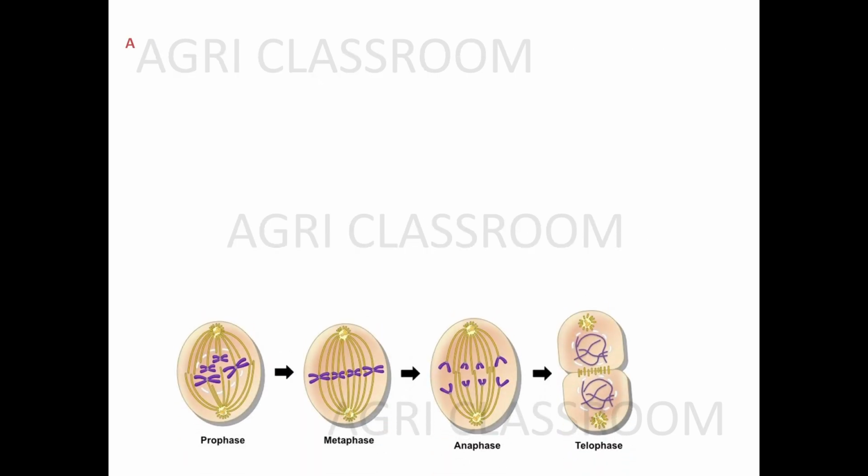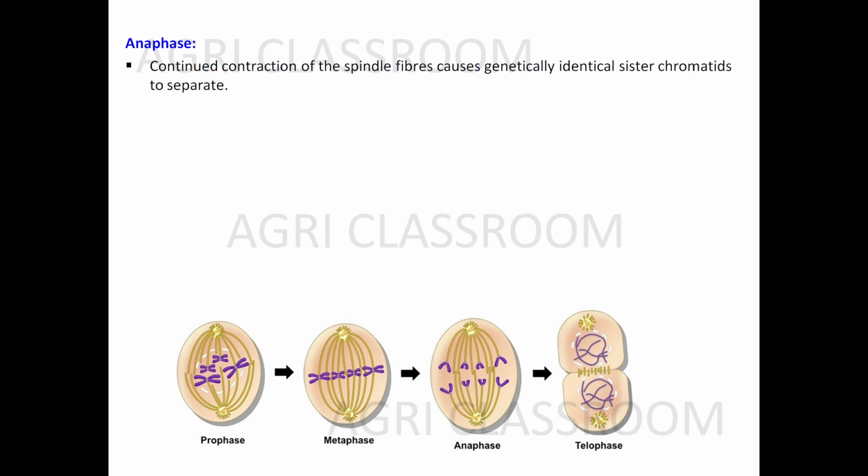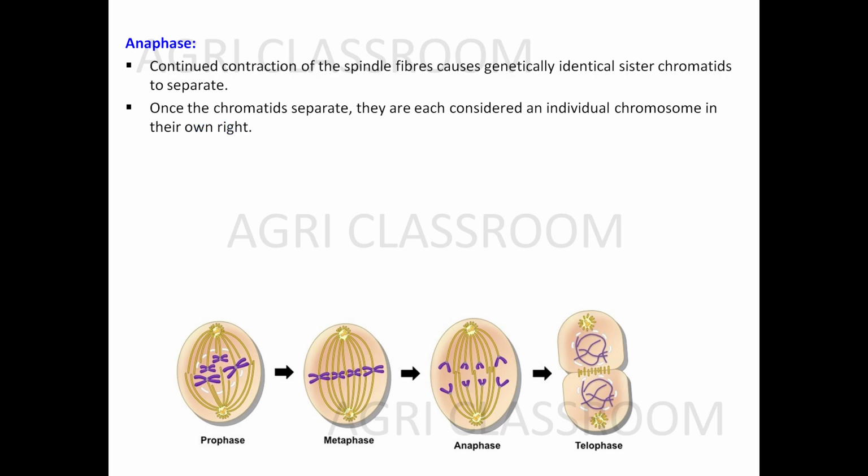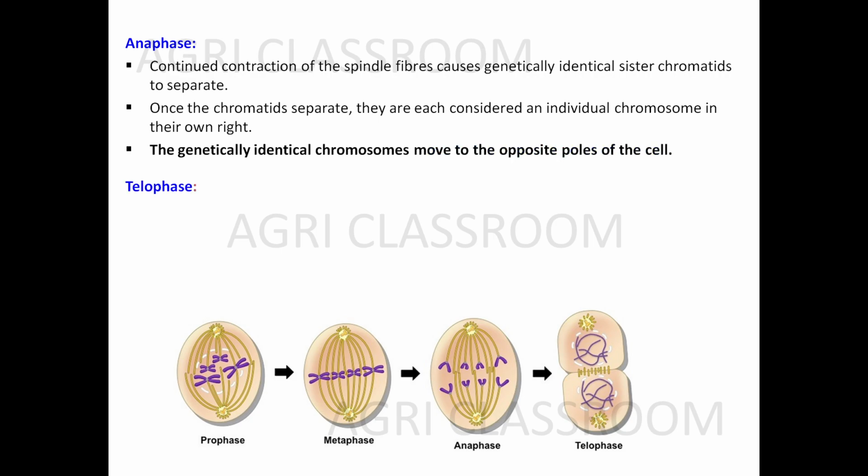Anaphase. Continued contraction of the spindle fibers causes genetically identical sister chromatids to separate. Once the chromatids separate, they are each considered an individual chromosome in their own right. The genetically identical chromosomes move to the opposite poles of the cell.